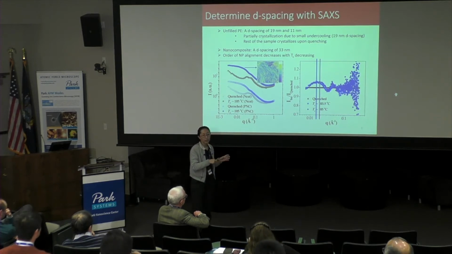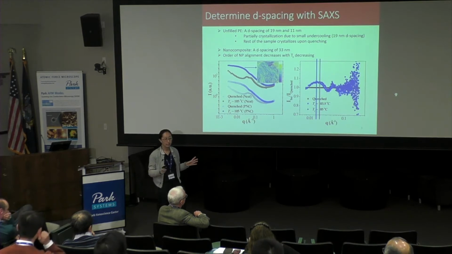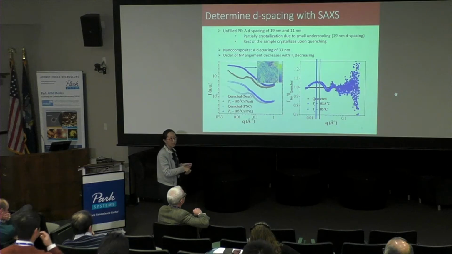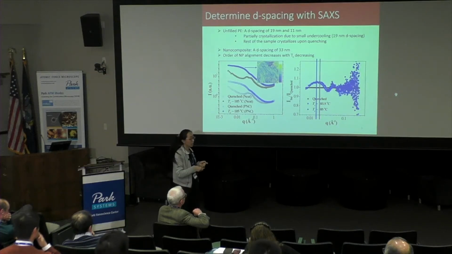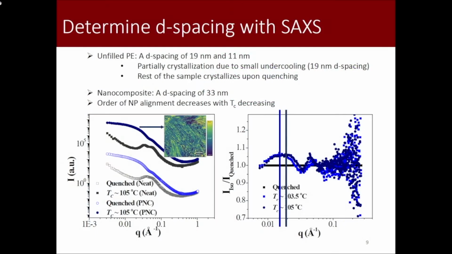We further characterized the d-spacing of the bulk materials to see the spacing between those nanoparticle alignments. By analyzing the order of the structure, we can see that there is around 33 nanometer d-spacing, which corresponds to the spacing between the alignments plus the size of the nanoparticle, which matches our AFM results and TEM results as well.